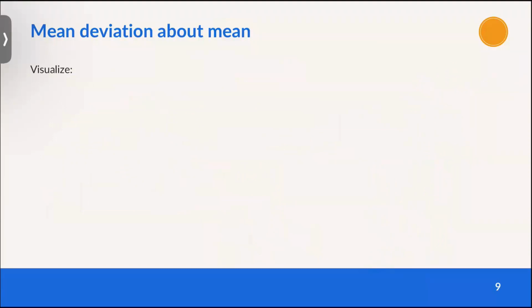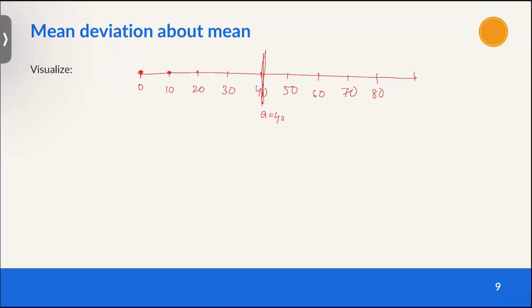Okay, so let's visualize what is happening. Suppose you have data starting from 0. So 0, then 10, 20, 30, 40, 50, 60, 70, 80. Suppose you have this data and you are saying that 40 is the mean of the data. Okay. So what is the deviation of 40? Suppose you are saying that A equals 40. So from 40, you have data at each point, 0, 10, 20, each point you have one data. Okay. And you are saying 40 is the mean of the data.